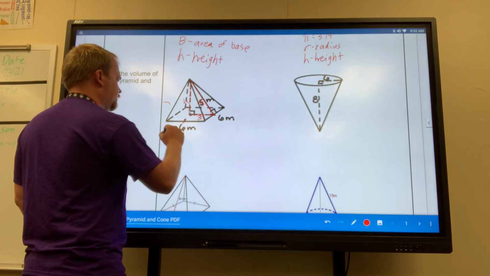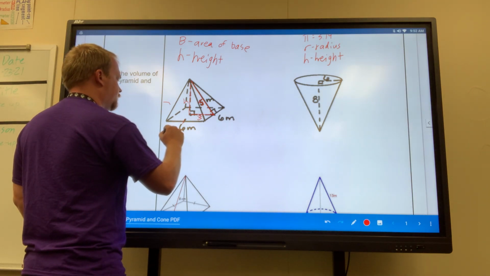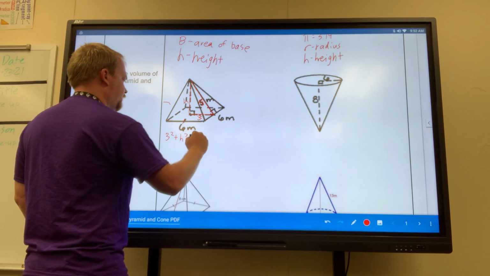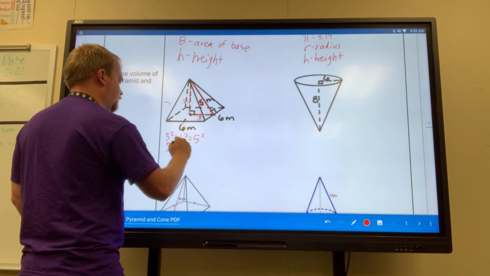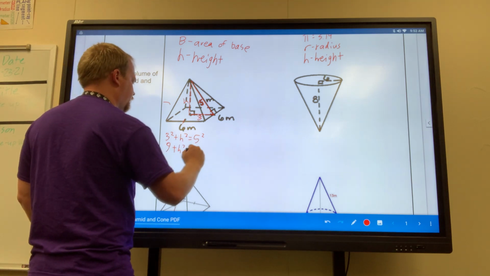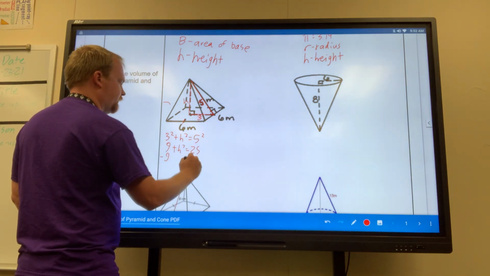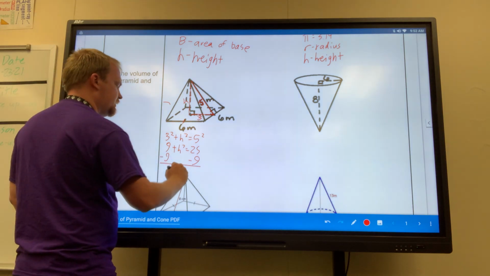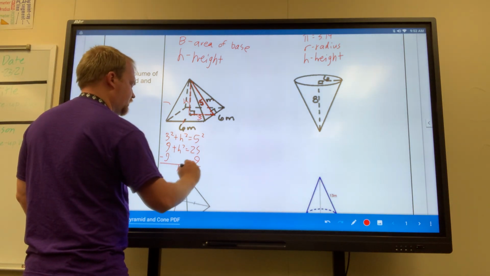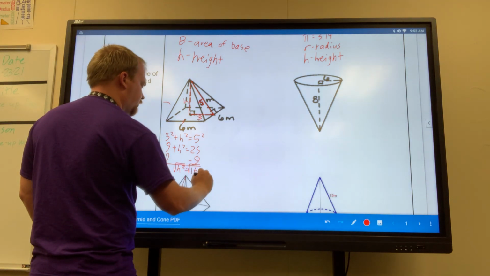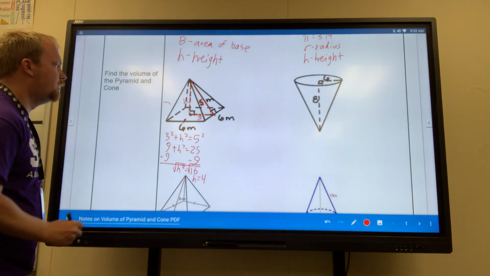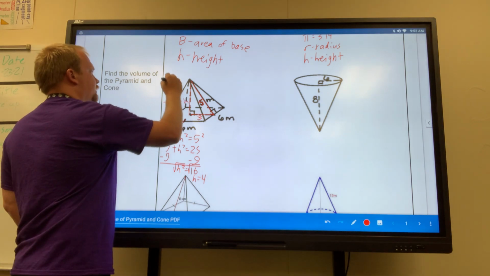So I can do 3 squared plus h squared equals 5 squared. Well, 3 squared is 9, plus h squared equals 25. Subtract 9 from both sides. H squared equals 16. Take the square root. That leaves me with h equals 4. So the height of this is 4.